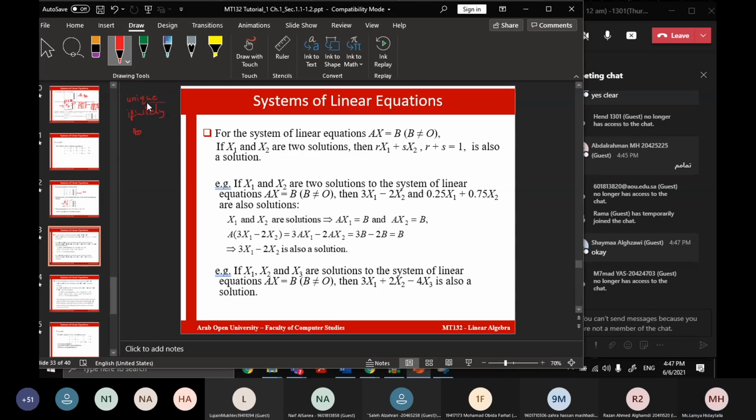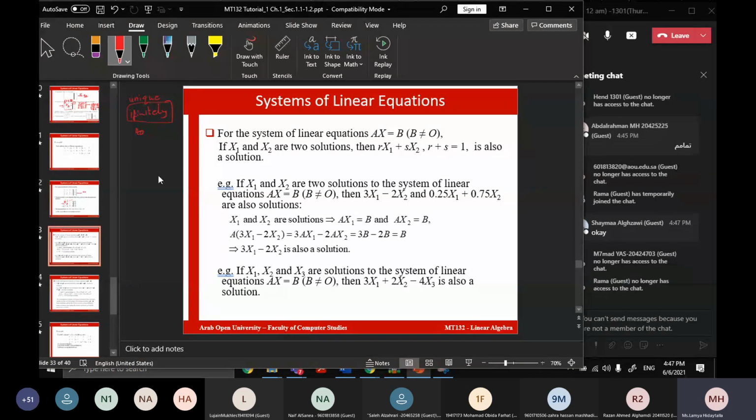Now, we want to talk about infinitely many solutions. What he said is, if x1 is a solution for the linear system. And what is a linear system? It is Ax = B, in matrix form, right? A is the matrix of coefficients, x is the vector of the variables, and B is the vector of constants.